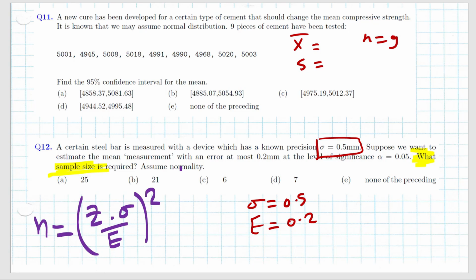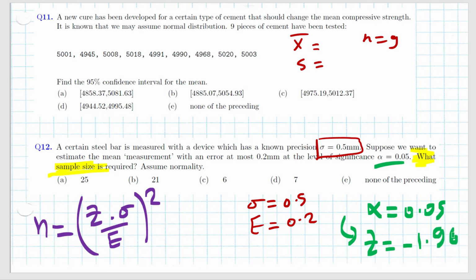What sample size is required? How do you compute the sample size? What's the title of this? This is confidence interval for the mean. Look here, alpha is 0.05. I'll write it down. And the value of z is minus 1.96 because we have 0.05 divided by 2. We have sigma, it's 0.5, and we have E. What is E in the question? E is the error, always given.